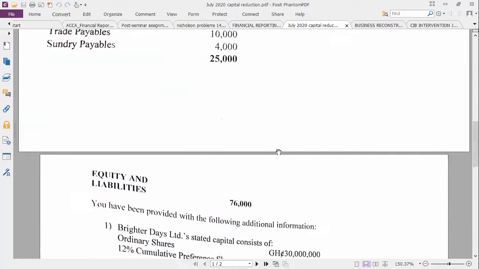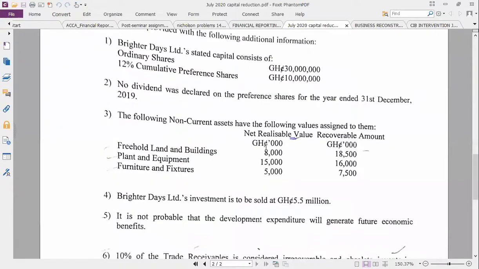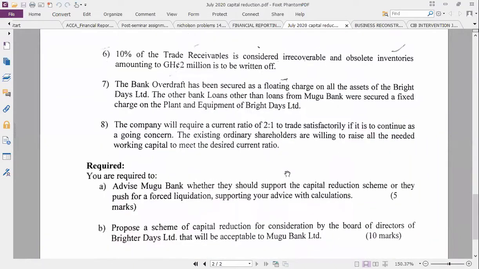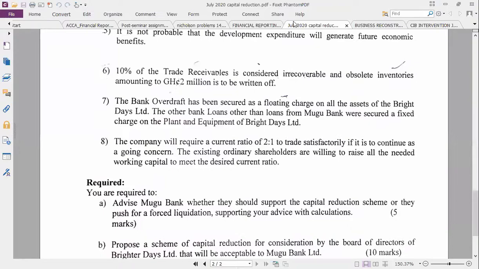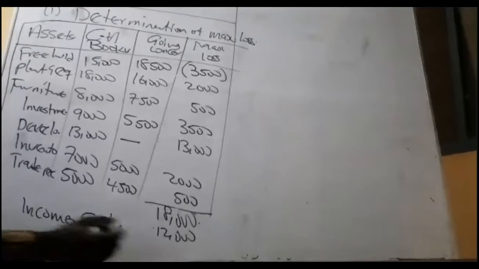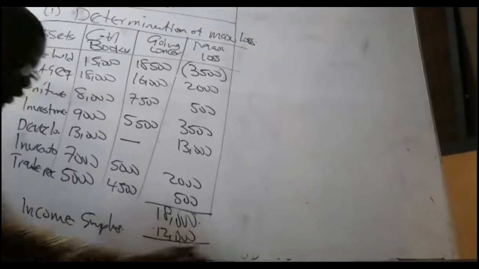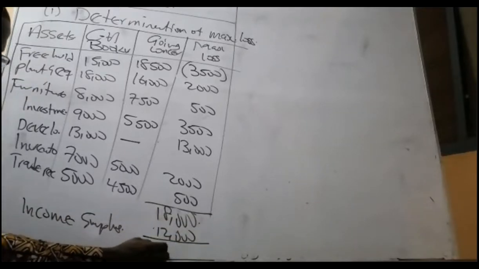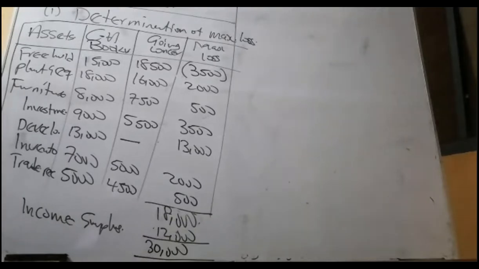Preferred dividend in arrears. We say here there's no preferred dividend in arrears. Reorganization expenses. There's no reorganization expenses here. So here no free figures. So we are done. So the total maximum loss that they have to scrap off must be 30,000. So 30,000 need to be scrapped off. That is the end of the game. We move on to the next step.